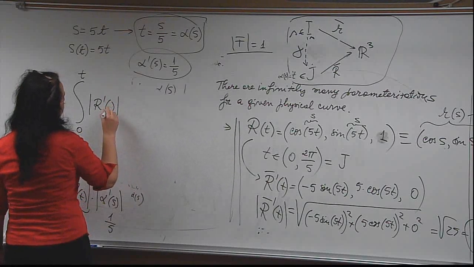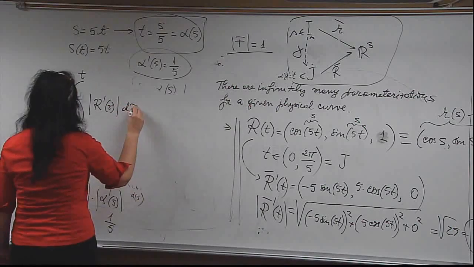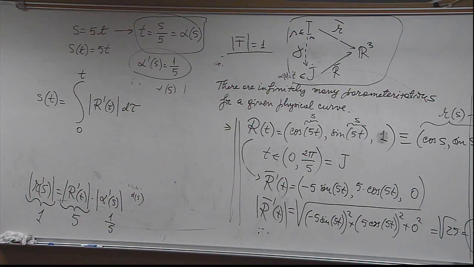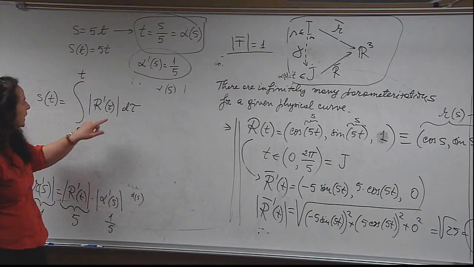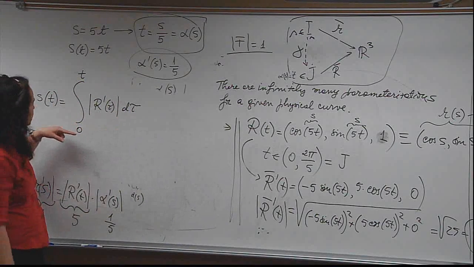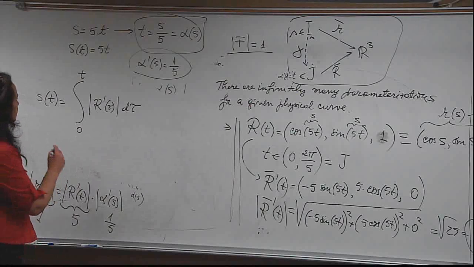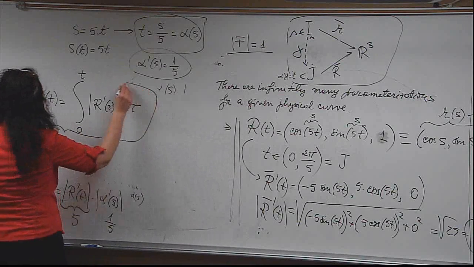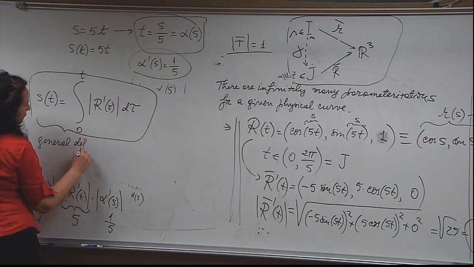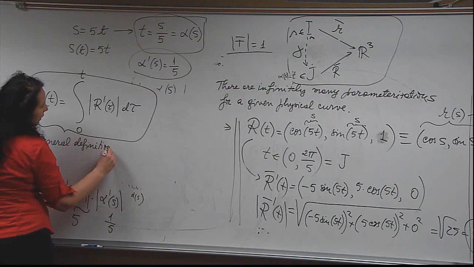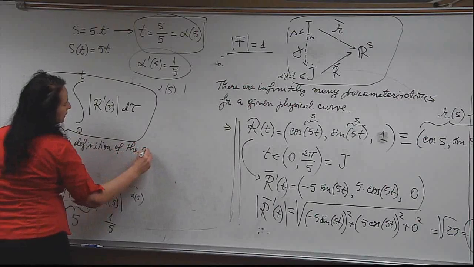And instead of t, we put tau, d tau. What is that? No, we cannot put t, t, and t. Okay? So tau is the Greek t that runs between 0 and t. This is the definition of s of t, the general definition of the arc length parameter.